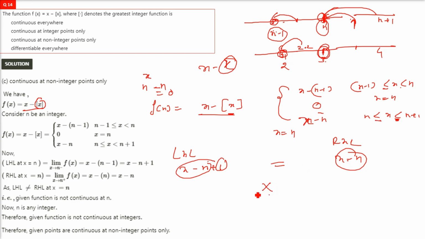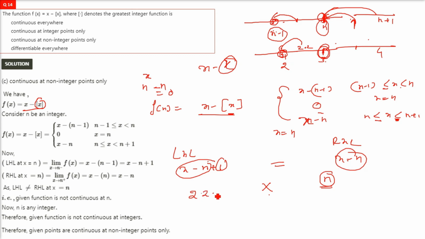You will not even talk about differentiability because it is already saying that it is continuous, not continuous at integer points. But what about non-integer points? At non-integer points, it will be continuous. We have checked at x equals n. But when you check at some value like 2.2, 2.3, 2.8, then you will get the left hand and right hand limit as the same.